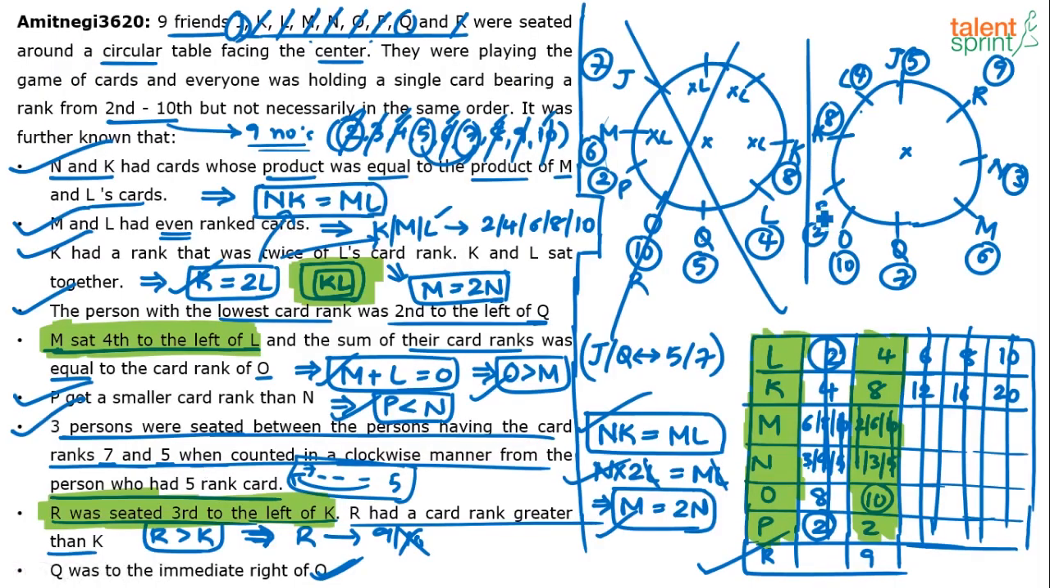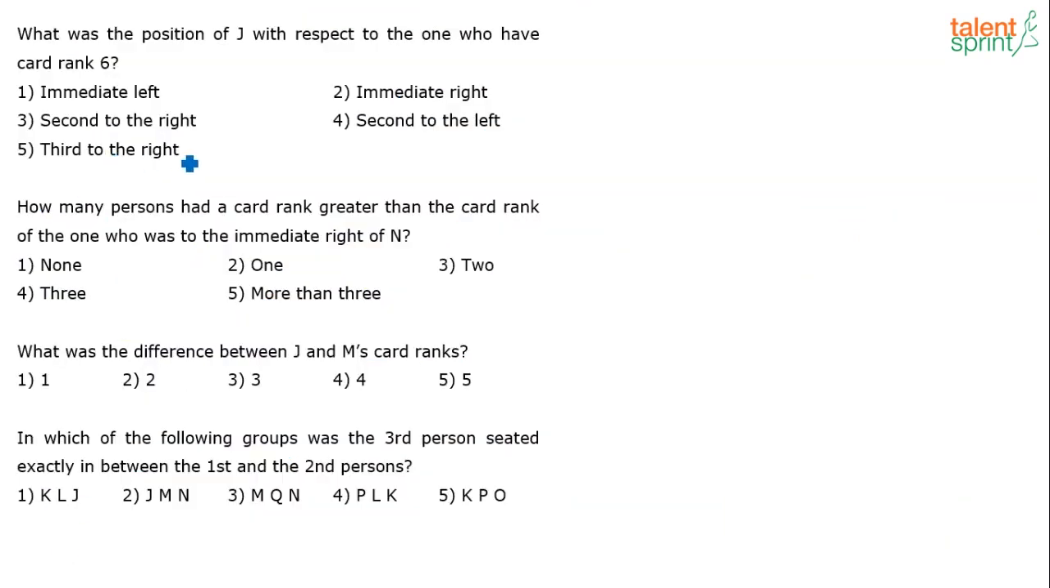So let me present the questions to you all. The first one: what was the position of J with respect to the one who has the 6th card? Where is the 6th card? The 6th card is here and J is here. If I go anti-clockwise, first, second, third, I can say third to the right. From the 6th card, I am going in the right direction: first, second, third. So J was third to the right of 6. Option 5.